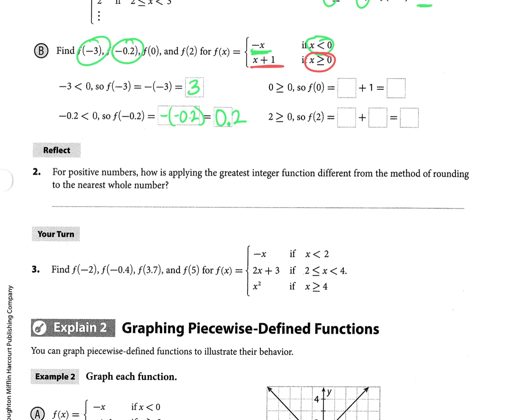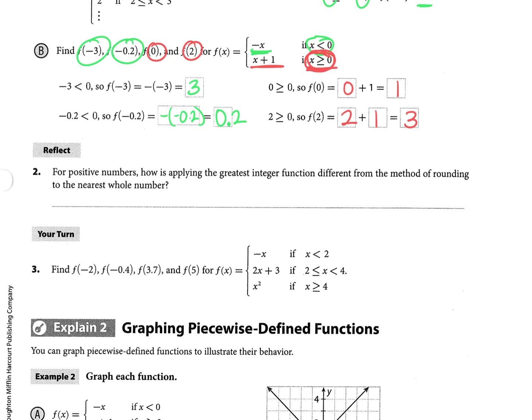0 is 0 or above, so it gets plugged into the red function. So x plus 1, but now x is going to be replaced with 0, and 0 plus 1 is 1. And then we also have 2, which is also 0 or above, and 2 plus 1 is 3. So those are the outputs for those given inputs.